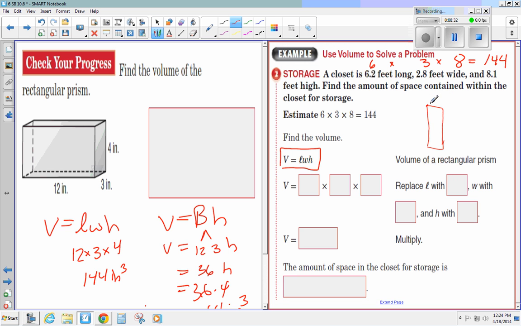All right, and then that's a two-dimensional, and then here's the rest of the dimension. So it says that this thing is 6 feet long. I'm sorry, 6.2 feet, 2.8 and 8.1. So the length, 6.2. The width, 2.8, and the height is 8.1. So plug those numbers in there.